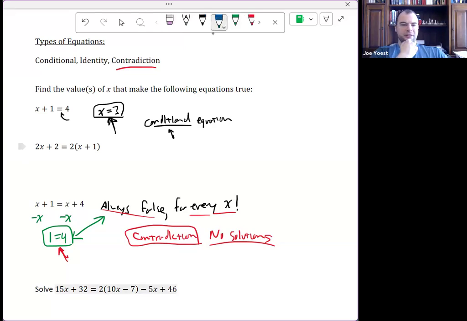Now let's come back up and take a look at this middle one. 2x plus 2 equals 2 times x plus 1. Remember, my question is, what value or values maybe of x can I substitute in that make this true? Well, I could simplify, I suppose. 2x plus 2 equals, I could distribute on the right. And well, this just gives me 2x plus 2. I just have a thing equals itself.